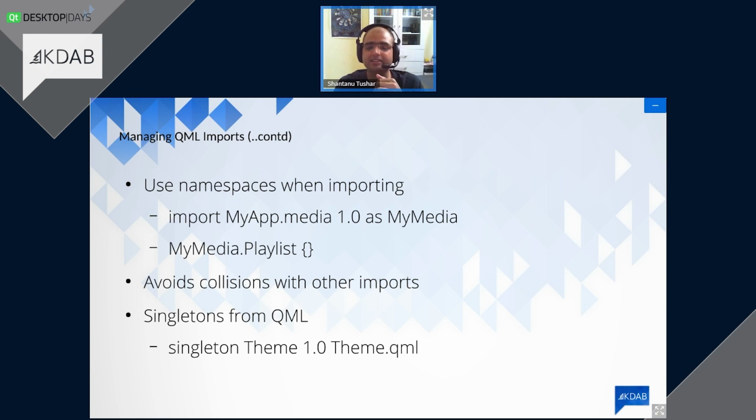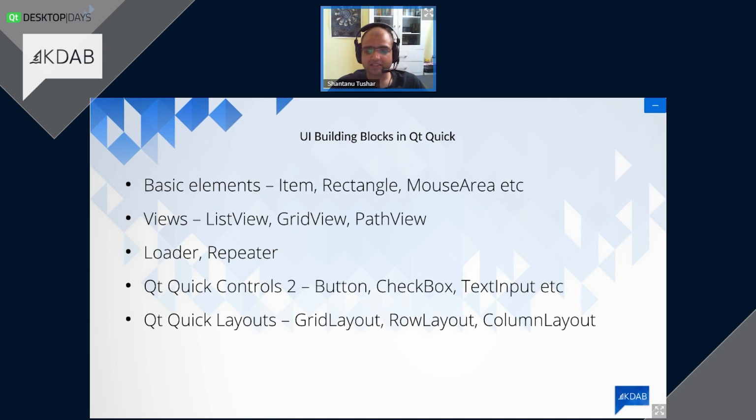And another thing that helps is defining singletons in QML. You can also do that with C++, but you can define your themes via singletons. So that's very useful. You can have consistent font colors, you can have consistent font sizes, which is really nice to build out a consistent UI. So that's that.